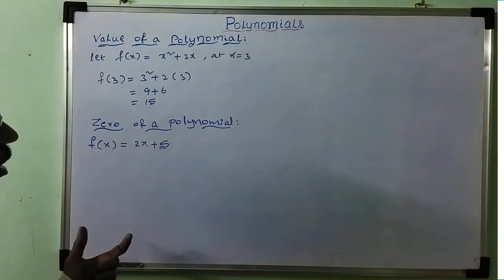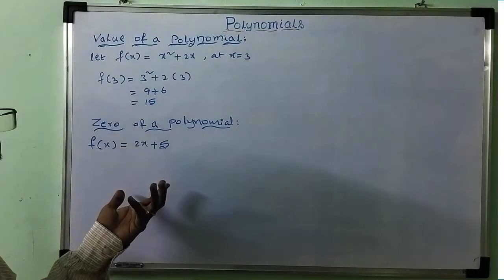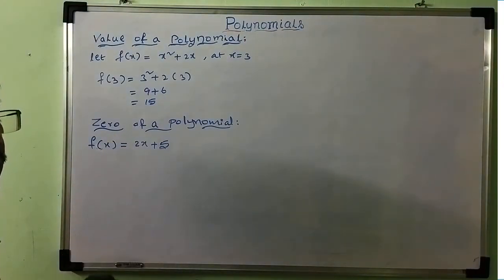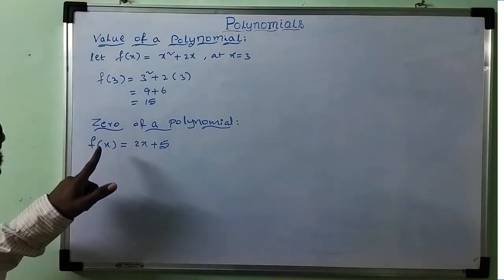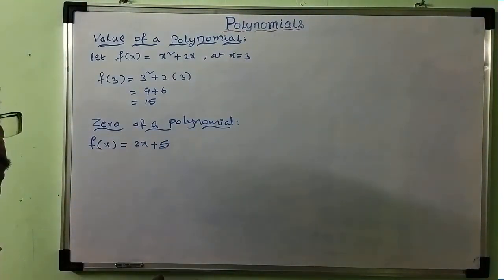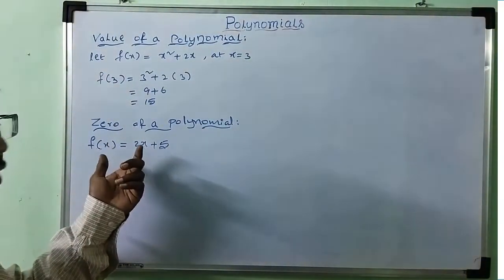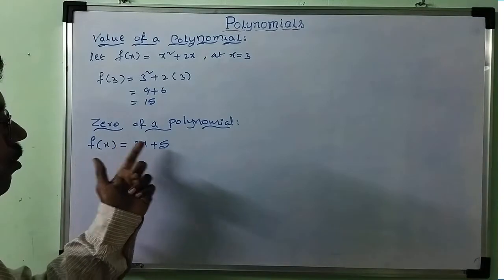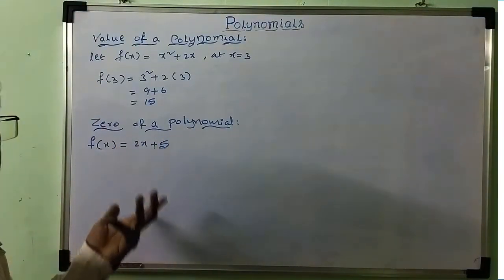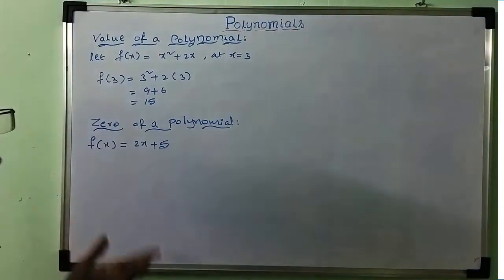Once again, by substituting which value in the place of x, f of x will become 0, then that value of x is called the zero of that polynomial. See, if you substitute 1 in the place of x, 2 into 1 plus 5, that is 7. It is not equal to 0. So 1 is not a zero of that polynomial. If you substitute 2 there, 2 into 2, 4, 4 plus 5, 9. It is not a zero. So x equal to 2 is also not a zero of that polynomial.